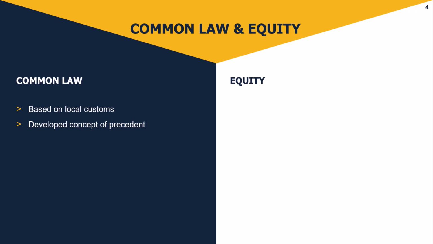They were based on local customs at the time, but they had to pick the best one and then make that the standard. Developed this idea of precedent. So precedent means if I make a decision as a judge, then future judges are bound to follow the same decision. So I set a precedent, and that is basically the future decision. If anyone brings the same case in again, they will get that outcome. The only remedy was monetary, so damages.